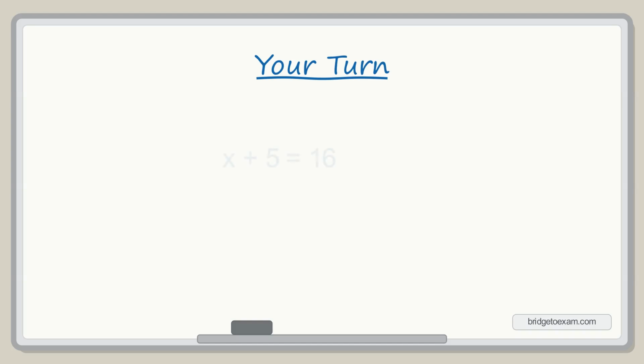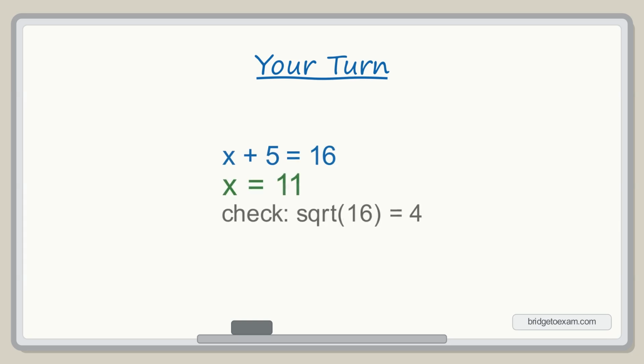Squaring gives x plus 5 equals 16, so x equals 11. Checking gives square root 16 equals 4, so 11 works.